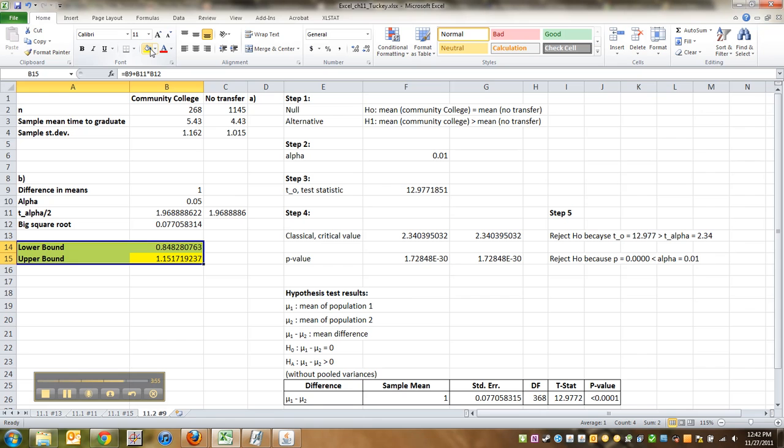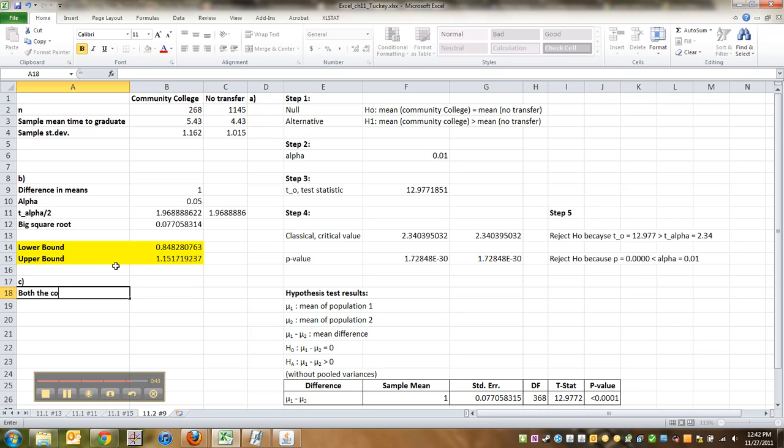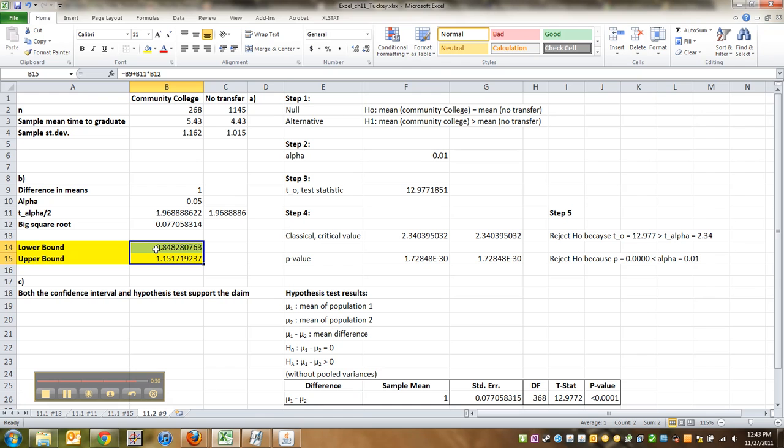And then they want us to answer whether or not this seems appropriate. So that's part C. Basically, do the results from these two things show that it takes more time for a community college student? So both the confidence interval and hypothesis test support the claim, right? And the reason that you can tell the confidence interval does is because 0 is not in it, right? The null hypothesis was that there was no difference, which would mean the difference is 0.